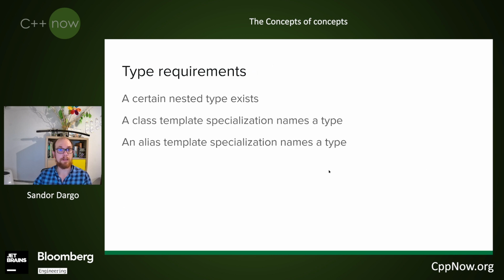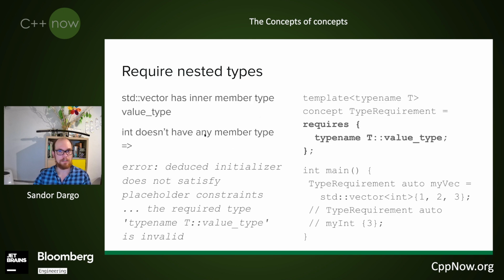You can have some other kind of requirements that we call type requirements. So something that we saw with the example of T and U, that a certain nested type exists. You can also model that a class template specialization should be valid, and also that an alias template specialization should be valid. We are going to see one example for each.